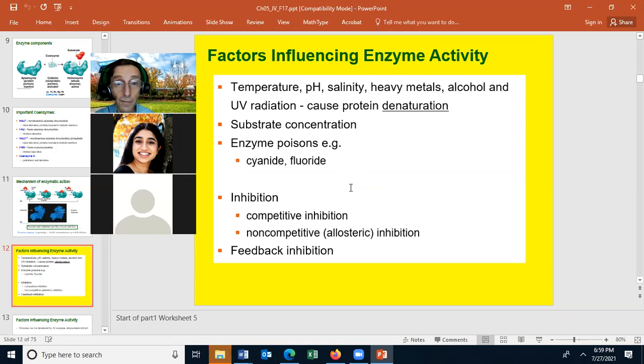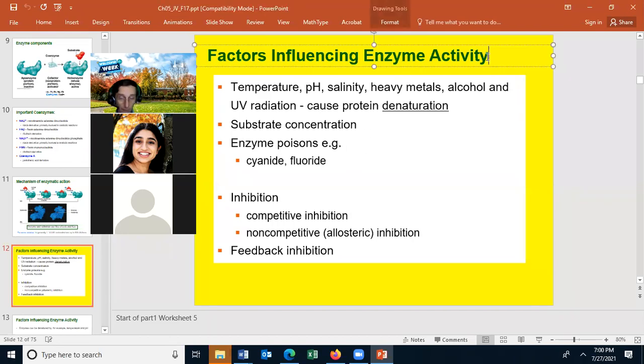There are a few other factors that can influence the activity of an enzyme. You can increase the substrate concentration, and that can speed up a chemical reaction. You can also affect the enzyme's activity with the occurrence of poisons, like cyanide or fluoride, which can destroy enzymes, and that will obviously stop the enzyme activity. You can inhibit an enzyme, and there's two types of inhibition. We'll talk about them next time. There's competitive inhibition and non-competitive inhibition. And non-competitive inhibition is frequently called allosteric inhibition. So those two mean the same. And also there's feedback inhibition, which we'll talk about next time.